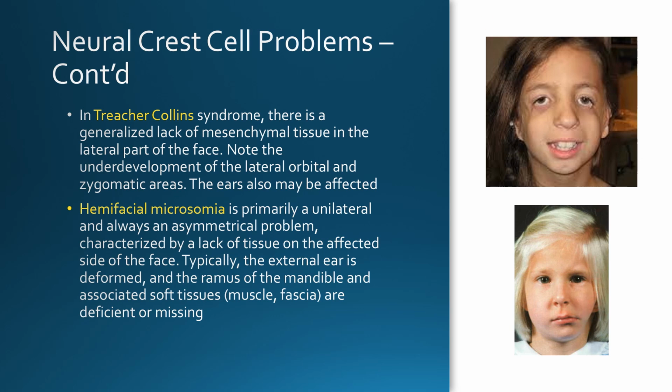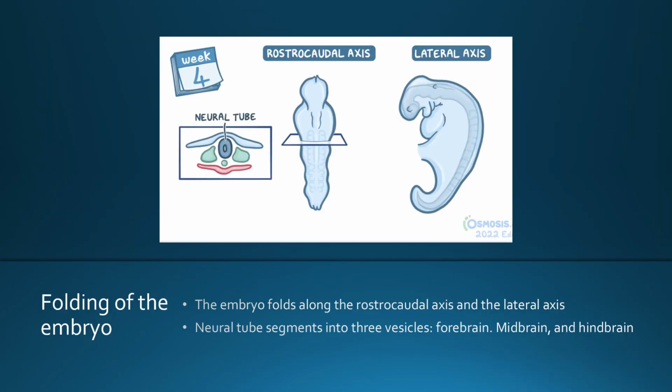Now, by the 4th week, the embryo looks like this. It folds upon itself in the craniocaudal axis and in the lateral axis. As you can see, this is the neural tube from the cephalic region to the caudal region, or from head to tail. Okay, this is a cross section and you can see the neural tube here. And the neural tube is now segmented, or divided, into a forebrain, a midbrain, and a hindbrain.